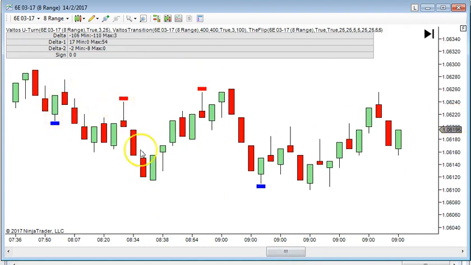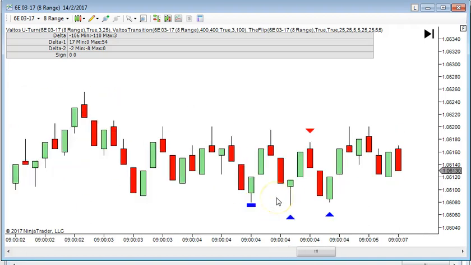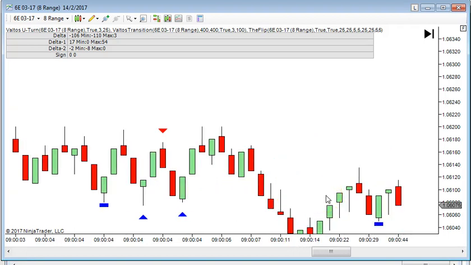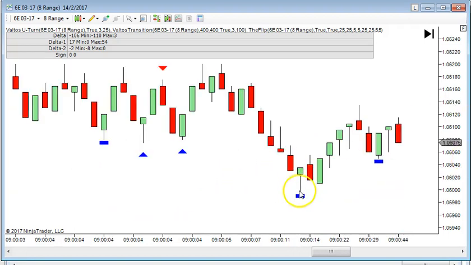This one, not really. This one, yeah. This one then comes up here again. Support there. Here it's just going sideways. These are the flips. It's got this area here.